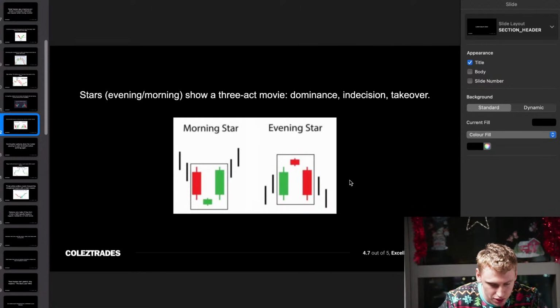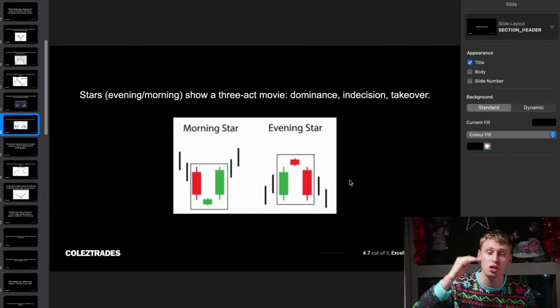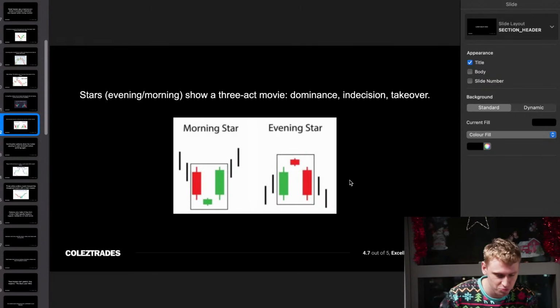Would you enter a trade on the third candle? Yeah, DB. On the third candle, stop loss below the indecisive candle.